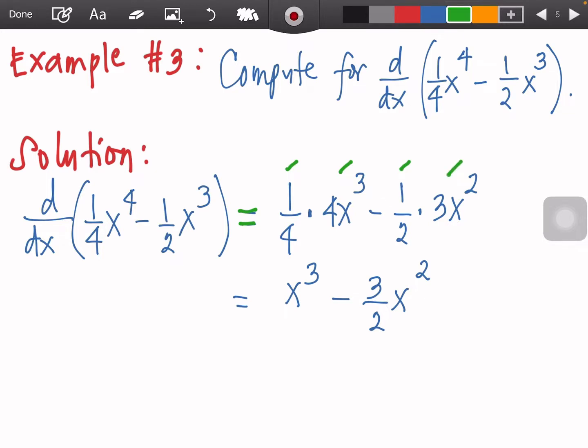So 1/4 times 4 is 1. We don't have to write 1. And copy x cubed. Then 1/2 times 3 is 3 halves. Then copy x squared. So this becomes our final answer.